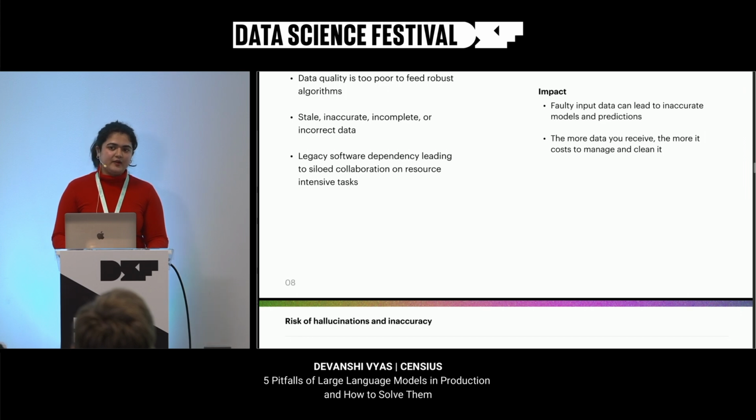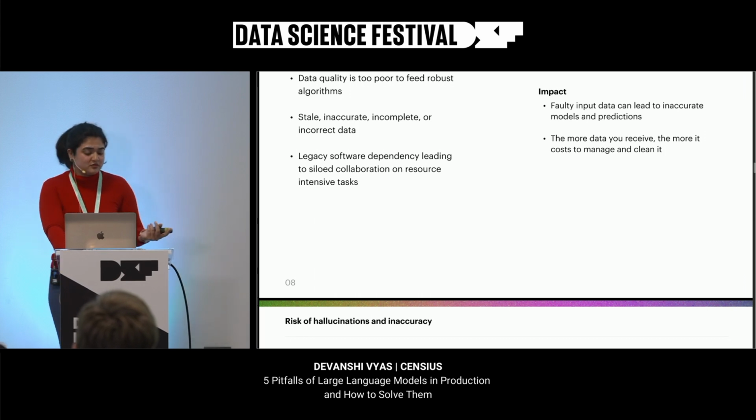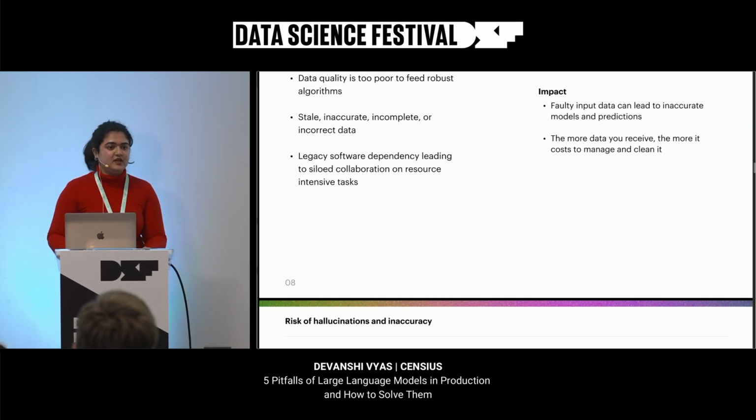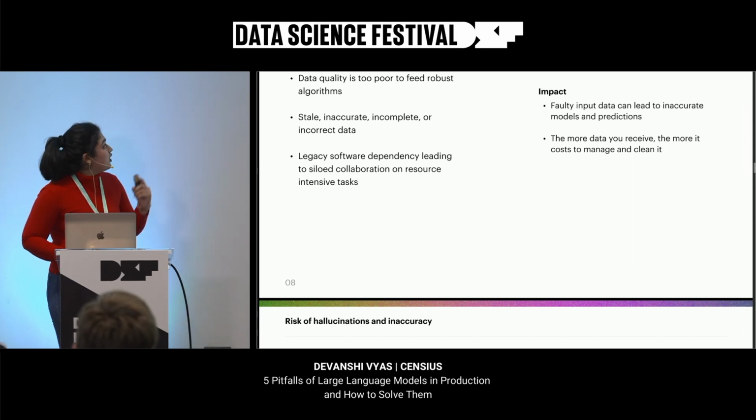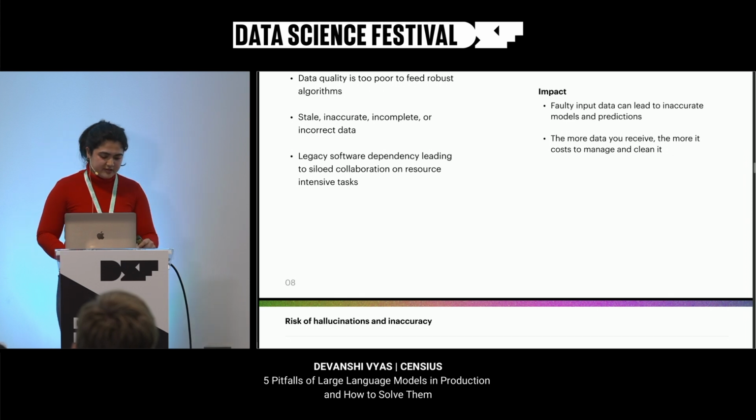Also, a lot of legacy software dependencies can lead to siloed collaboration, and this ends up increasing the turnaround time to resolve issues. And the downstream impact of this could be higher costs and overall increased time in trying to manage and monitor it.